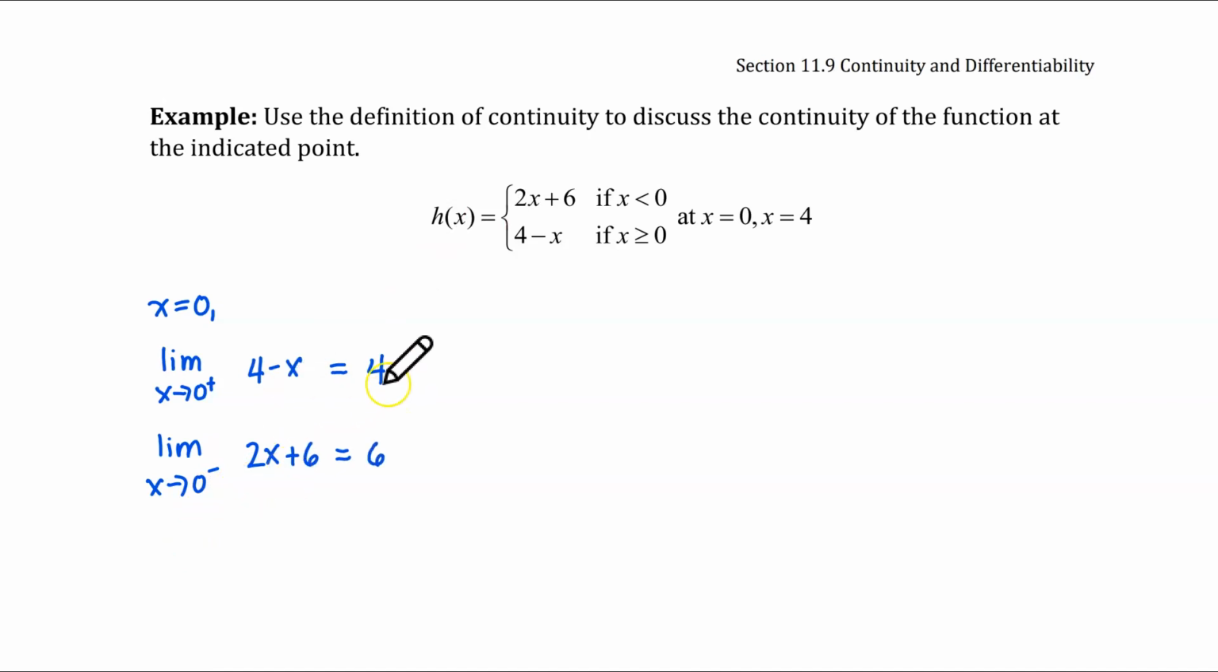Now you see both of these limits exist, but they're not equal. So since these two limits are not equal, then we say that the limit of the function does not exist. So therefore, the limit of h of x as x approaches 0 does not exist. Now, since we have seen that one condition was not satisfied, the limit does not exist, we say that the function is discontinuous at x equals 0.